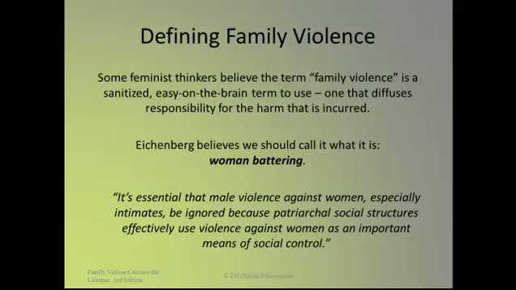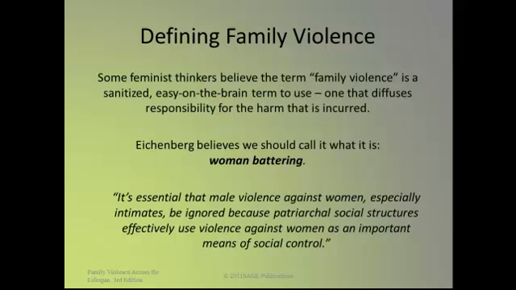This one particular author that I used some years ago in my other class, Eichenberg, said that we really ought to call it what it is, and it's woman battering. Let's keep the focus on that. Now she's talking particularly about domestic violence, but she even says domestic violence is really the same kind of thing. Let's not try to sugarcoat this. Let's call it what it is. It's battering, and it is perpetrated by an individual in the family who is in control and who does this.